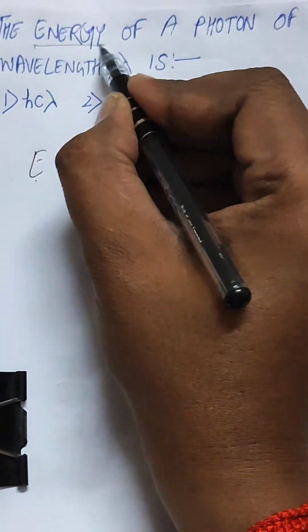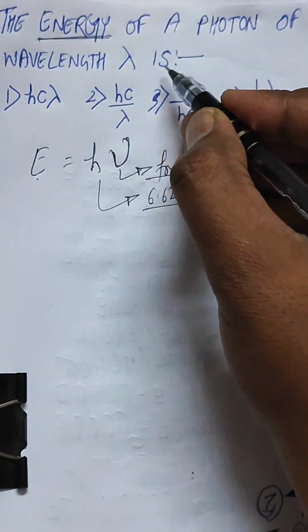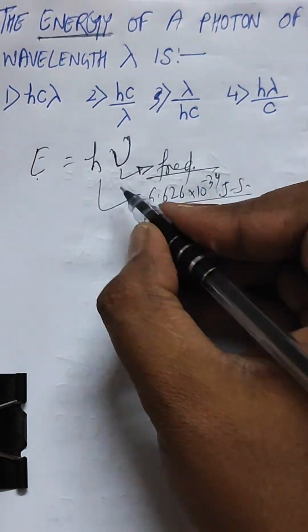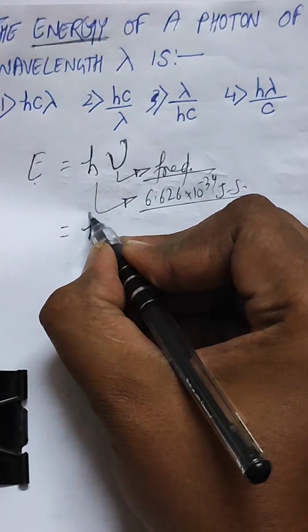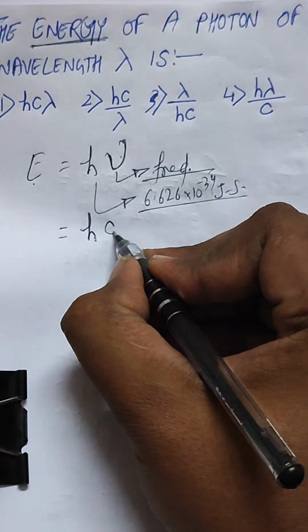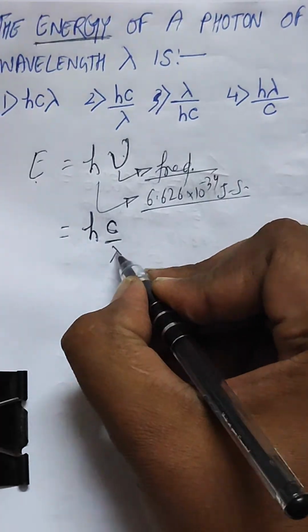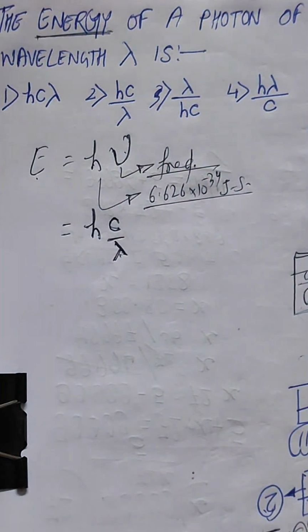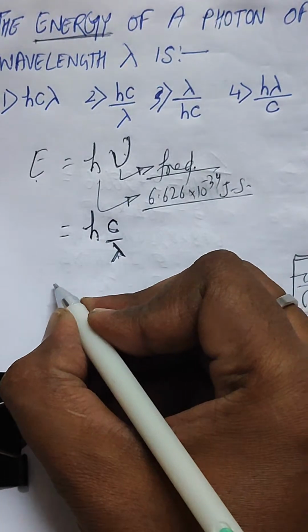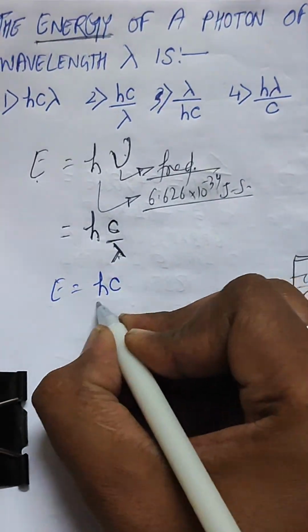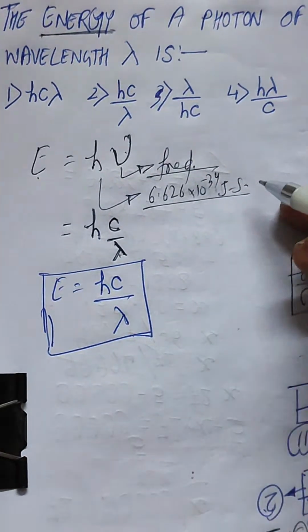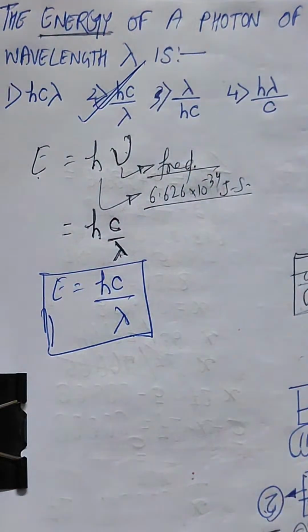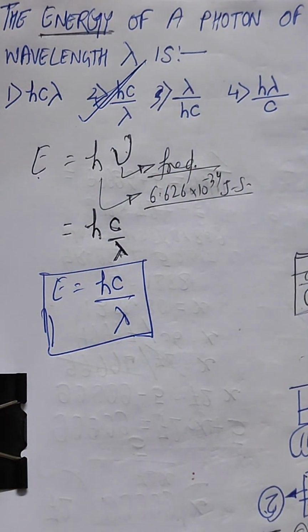Now the question is: the energy of a photon of wavelength lambda is what? We know the relation E is equal to h mu, and mu can be written as c by lambda. So this gives E is equal to hc by lambda. Which option will be correct, my dear friends? Option number 2 will be the correct option. In this way, such objective questions can be solved very easily.